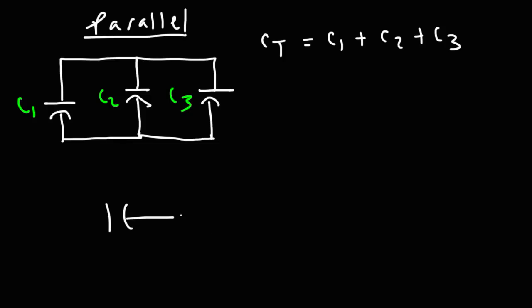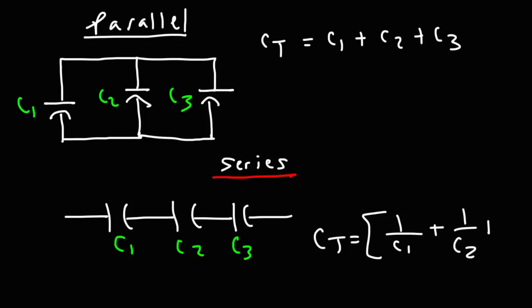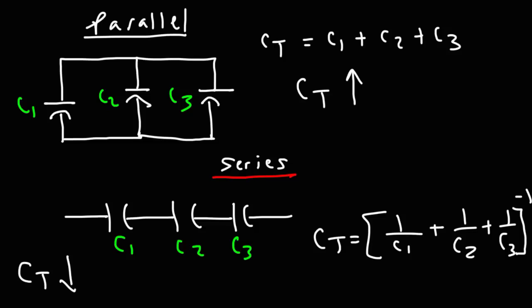The total capacitance of three capacitors parallel to each other is the sum of those capacitors. Now we can also connect capacitors in series with each other. If you do so, you could use this equation to calculate the total capacitance. It's 1 over C1 plus 1 over C2 plus 1 over C3, and this is raised to the minus 1 power. So when you connect capacitors in parallel, the total capacitance increases. When you connect them in series, the total capacitance decreases.